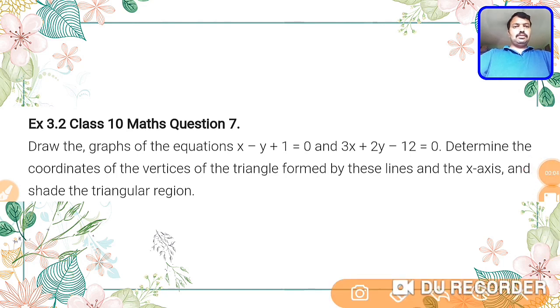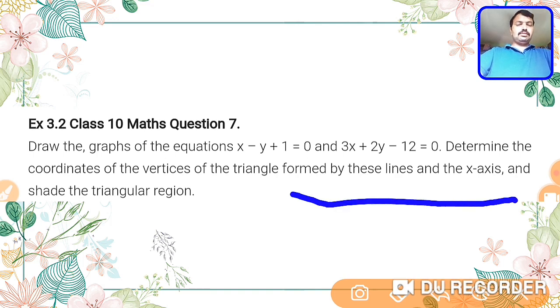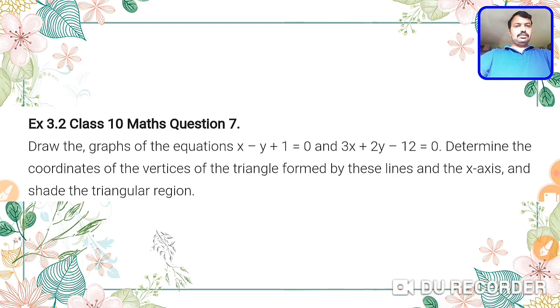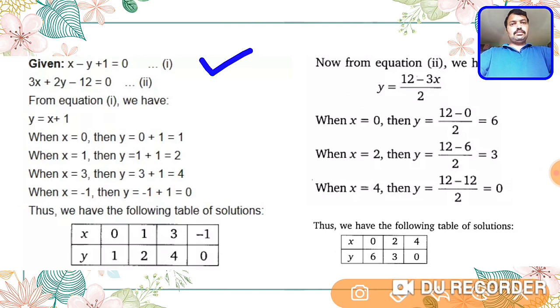Draw the graph of the equations x minus y plus 1 equals 0 and 3x plus 2y minus 12 equals 0. Determine the coordinates of the vertices of the triangle formed by these lines and the x-axis. Remember, by these lines and the x-axis. Shade the triangular region. Now let us see how we have to form it. So first of all, our equations are x minus y plus 1 equals 0 and 3x plus 2y minus 12 equals 0. So name them equation 1 and equation 2.